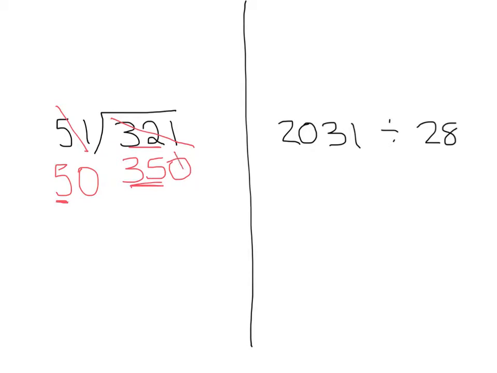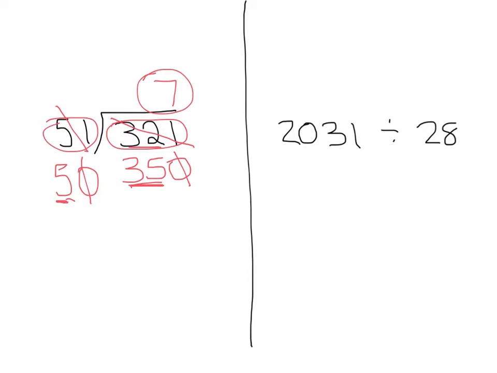Now I can do 35 divided by 5 really easily in my head. So I'm going to cross off a 0 here and a 0 here like we learned the other day. And now I'm left with 35 divided by 5, which is 7. So 321 divided by 51 is about 7. Now let's try the one on the right.